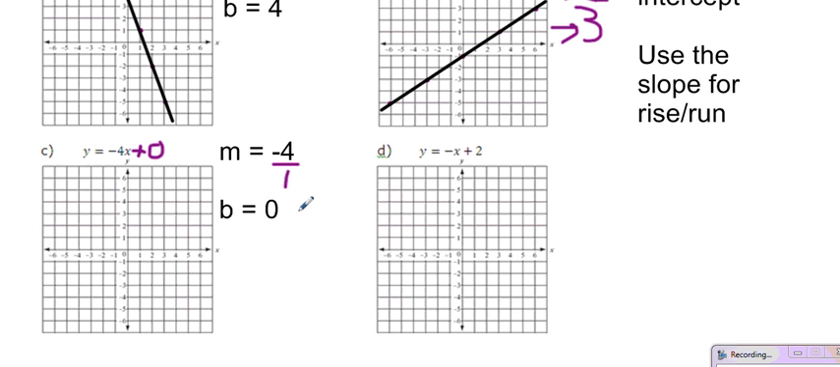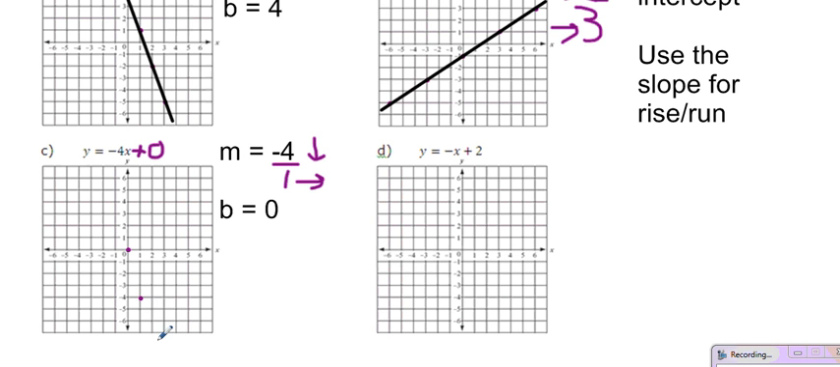I start with the y-intercept, so I start here. 0 on the y-axis is right in the middle. And then since my rise is -4, I'm going down 4. Since my run is +1, I'm going to the right 1. So from here, I'm going down 4, over 1 to the right.